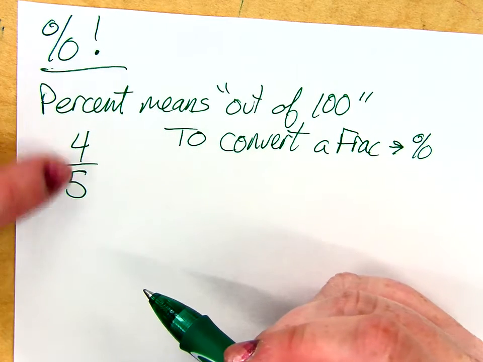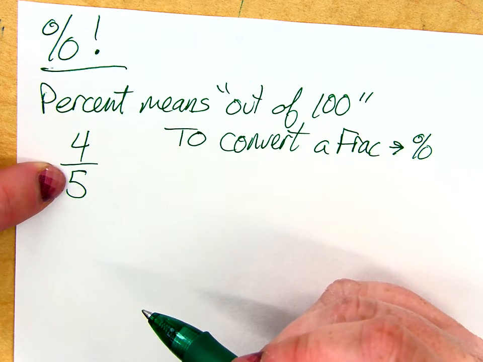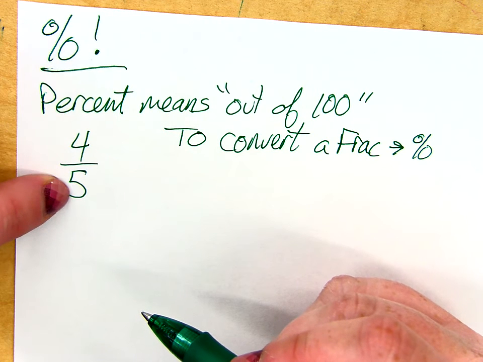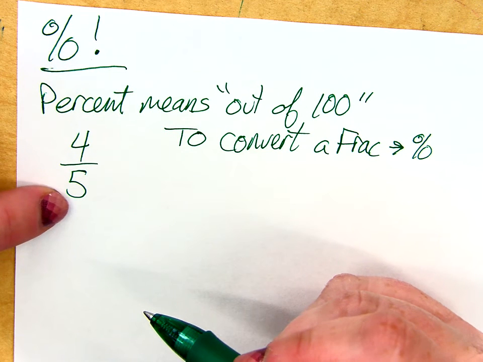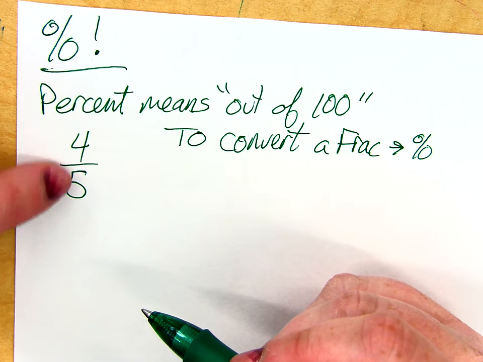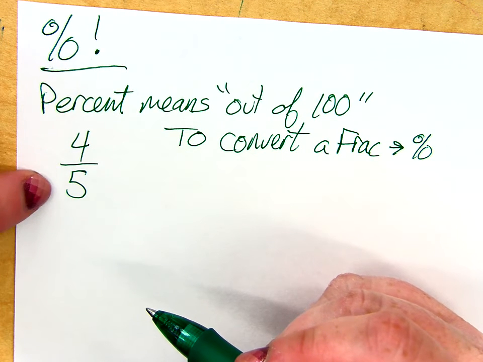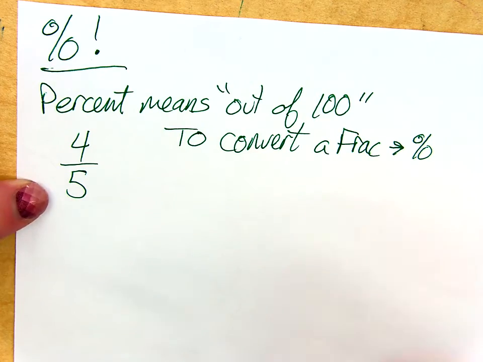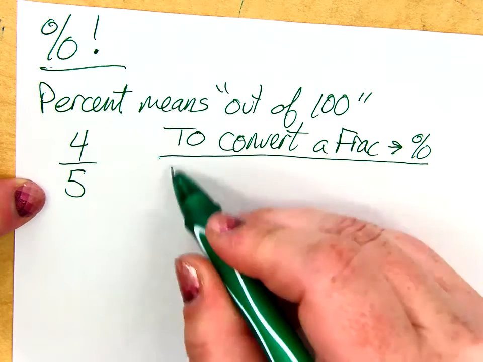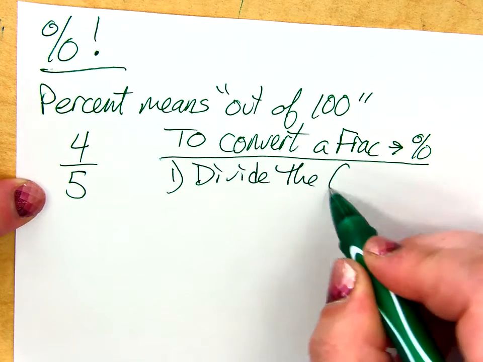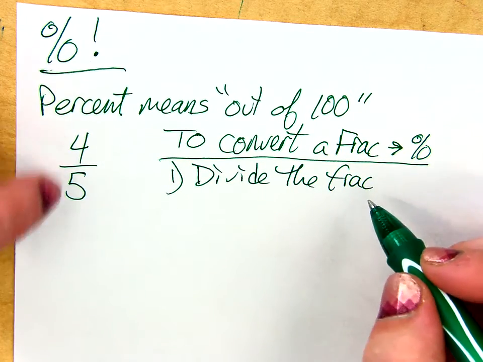Isn't a fraction really a division problem? Doesn't this also mean 4 divided by 5, not just 4/5? You can read it either way, right? 4/5 and 4 divided by 5. It's the same thing. So I'm actually going to do the division that the fraction's telling me to do. So that's the first step: divide the fraction. So I'm going to do 4 divided by 5.